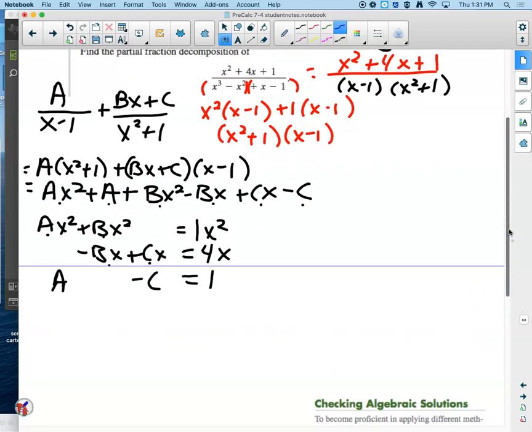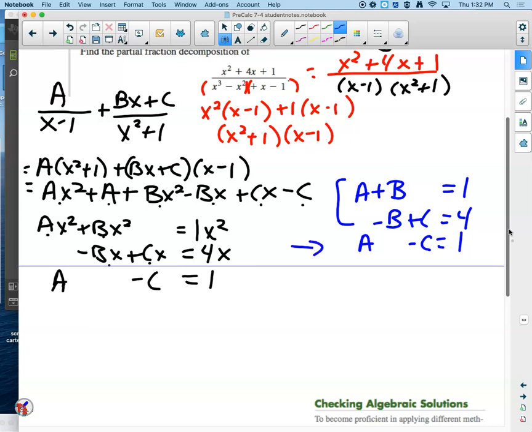So right now, what we have from the first equation was a plus b equals 1, and then from the second, we have negative b plus c equals 4. And then we have a minus c equals 1. So I start thinking, can I finagle this somehow so that I could solve this algebraically? And we've got these top two equations that if we just added them together, the b would drop out. Then we'll have an a and a c, and we could use that along with the last equation.